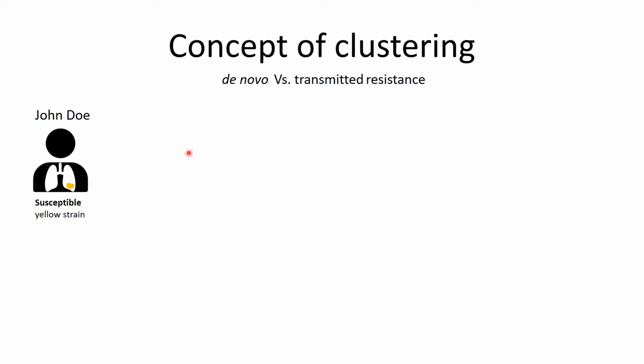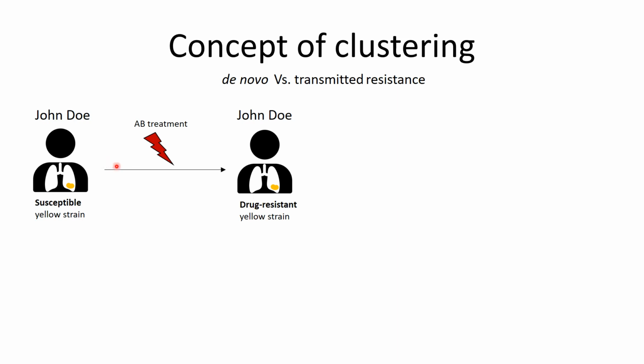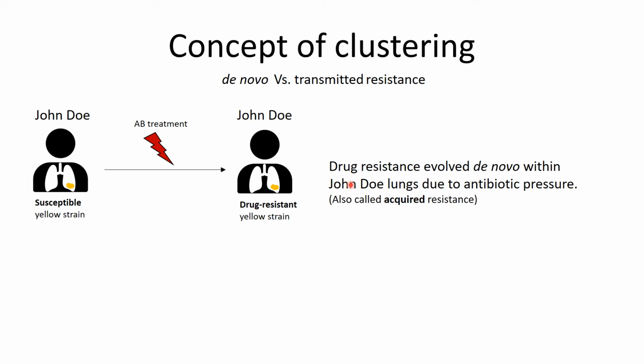So imagine this patient, John Doe, has a susceptible strain, and he receives antibiotic treatment. And because antibiotic treatment is a strong selective pressure, drug-resistant bacteria evolve within this patient, and this strain that was susceptible at the beginning now is drug-resistant. So this is a case of de novo evolution of drug resistance, which you will see in the literature, particularly epidemiological papers, is also called acquired resistance.